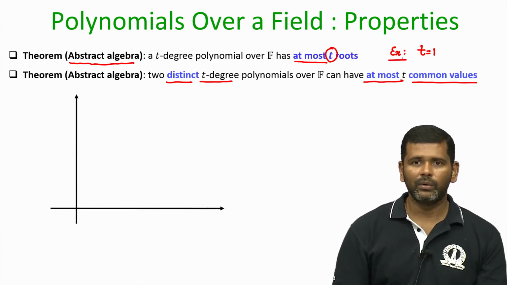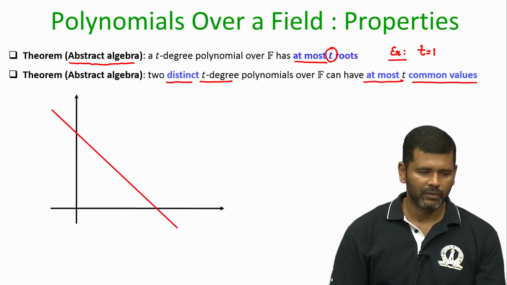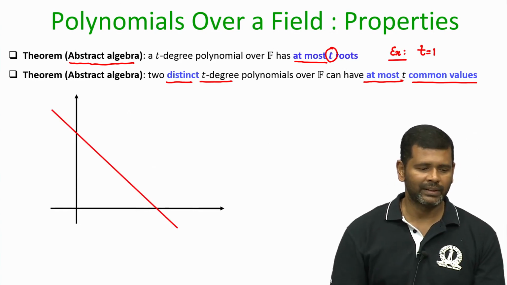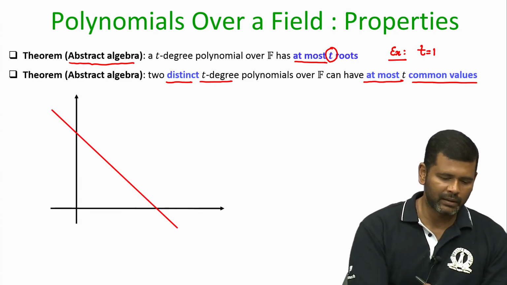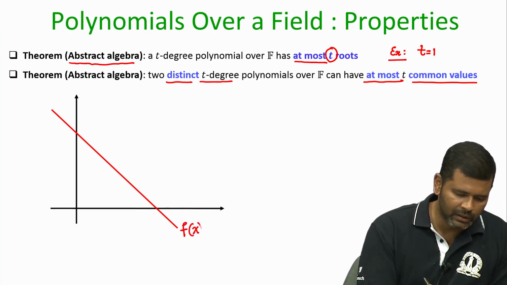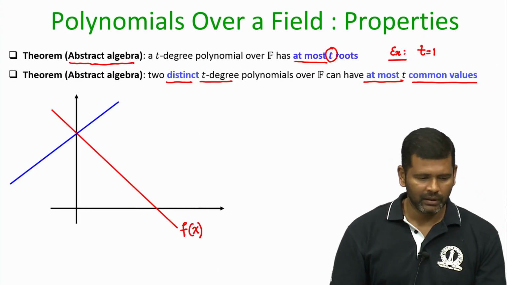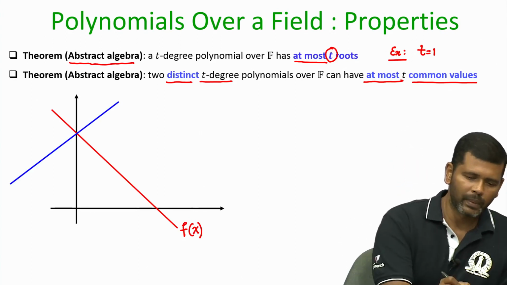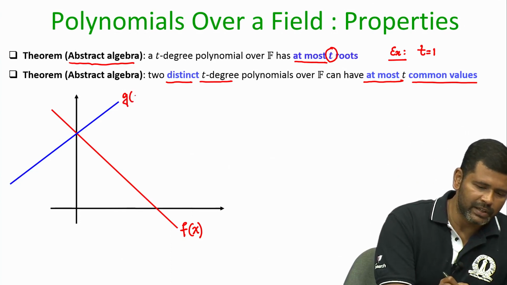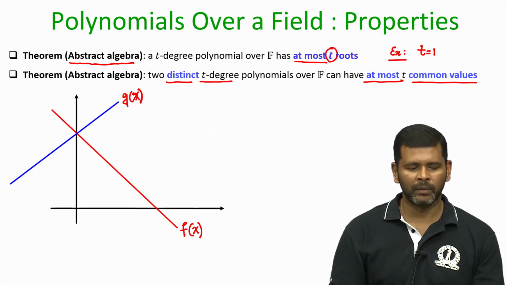So, for t equal to 1, a polynomial of degree 1 is nothing but a straight line. So, the result says the following: if you take two straight lines, this red line, this is a straight line equation. Imagine that the corresponding equation is f of x, and you have this blue line which is again a straight line. So, its corresponding equation, say it is g of x, will be a 1 degree polynomial.